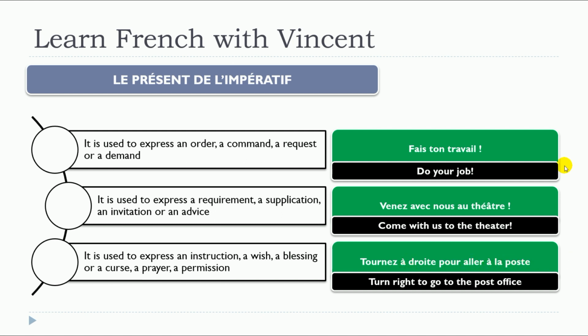So let's see them one more time. The first one, the classic one. Fais ton travail. This is an order. So of course it will be présent de l'impératif. Venez avec nous au théâtre. This is an invitation. It could be an advice, but it's something that is really less strong. And the last one, tournez à droite pour aller à la poste. In that case, you're giving some instructions. And so you can use for that purpose le présent de l'impératif.